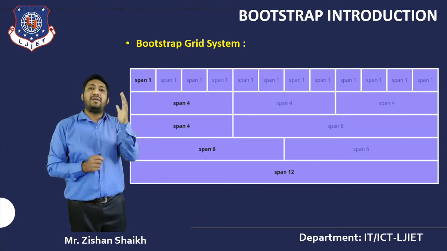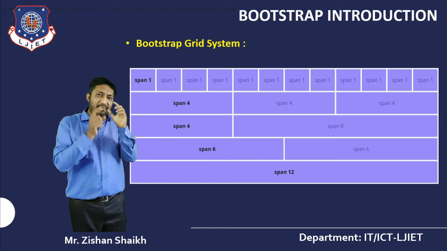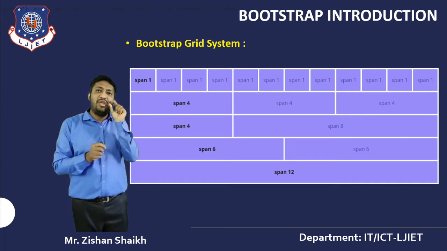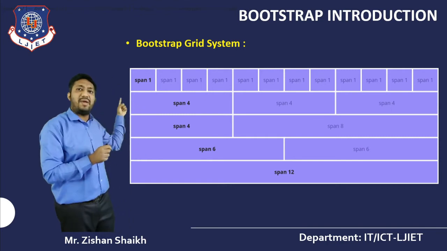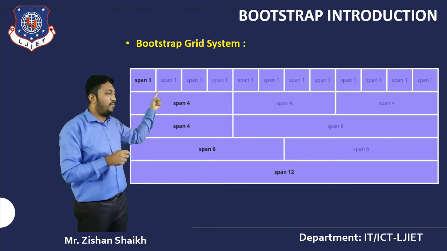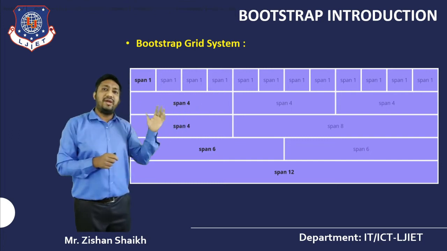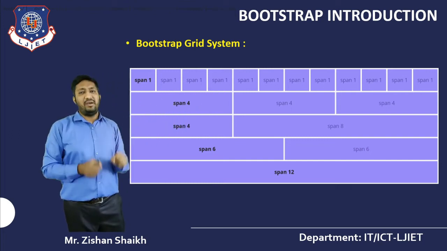Let's assume I want to create 12 columns and put an image in each. The first image will go in span 1, the second image in span 2. So there are 12 columns in total, and we can add our content accordingly.